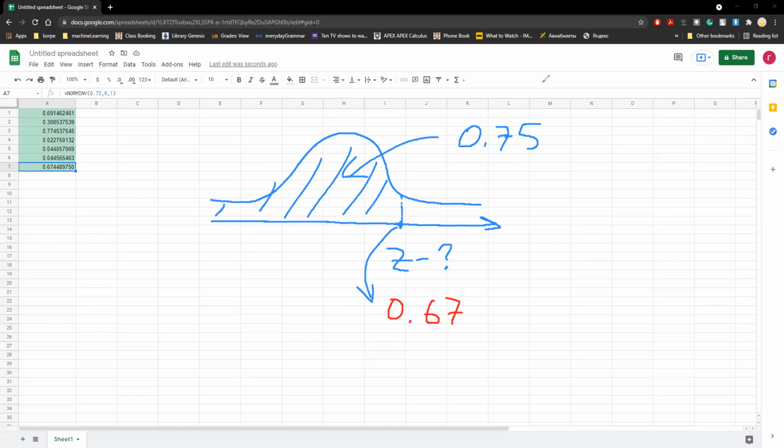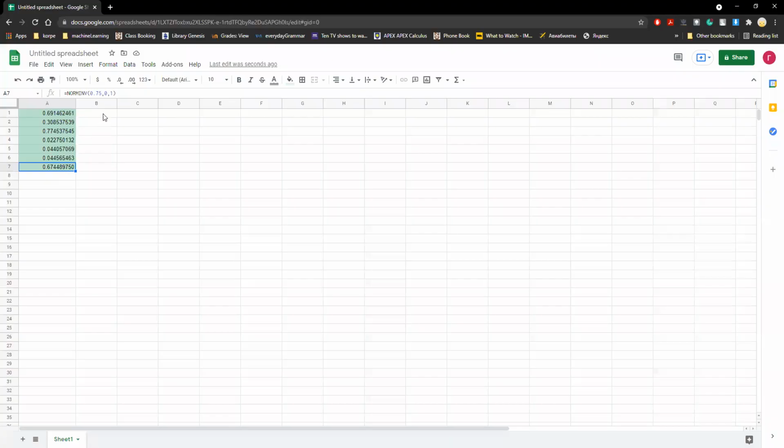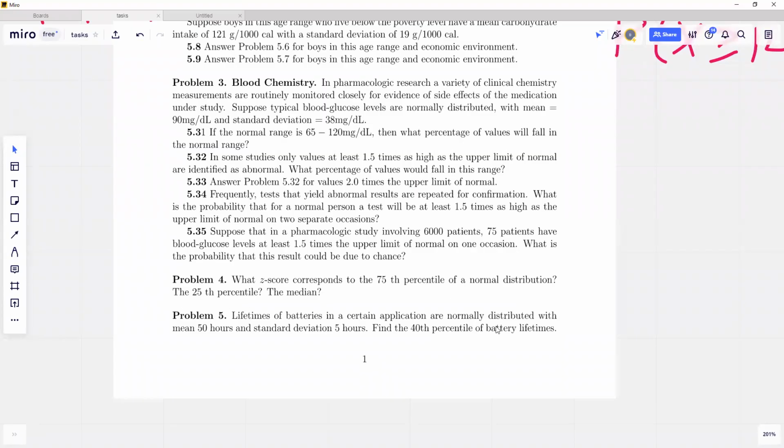Next problem. All right. So 25th percentile. All right, guys. Who can answer this question right away? Which point, which z-score, corresponds to the 25th percentile? Using the information that we have derived just now. So we found that the 75th percentile corresponds to 0.67. We can quickly figure out which point corresponds to the 25th percentile.